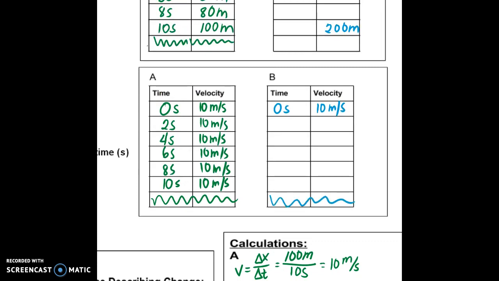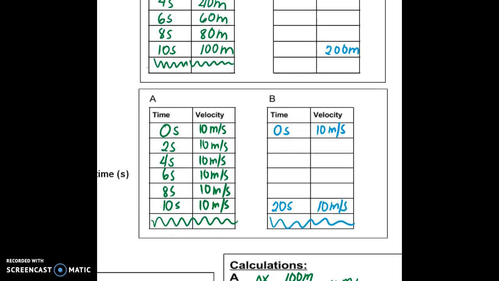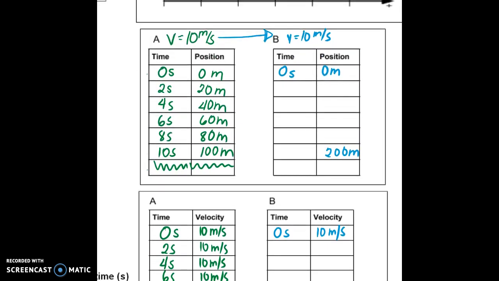So our last number is going to be 20 seconds, and he was going at 10 meters per second. And then in our position time graph, we're going to say he's going at 20 seconds. Okay, so that means this is 2 seconds, 4 seconds, 6. No, it's not, because we want it to go up evenly.